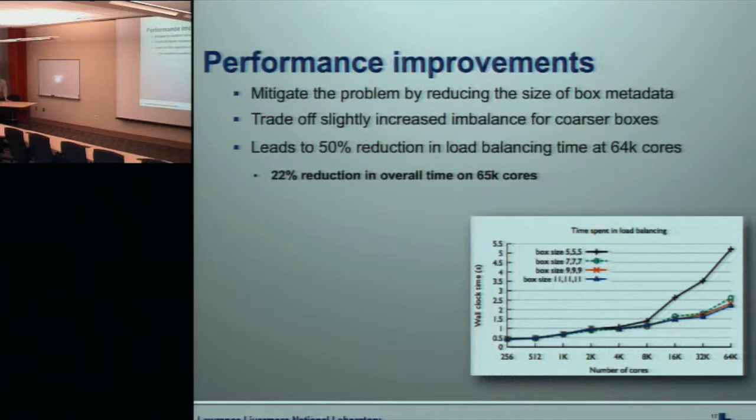And so we did not rewrite the load balancer for this code, but we were able to mitigate the problem by trading off a little bit of load imbalance from granularity for a lot less metadata. What we did was increase the box size that SAMRAI used. By doing that, we were able to reduce the max amount of metadata that flowed through any link. So we got something like a 22% reduction in time on 65K cores, and you can imagine that would scale out to 128K.